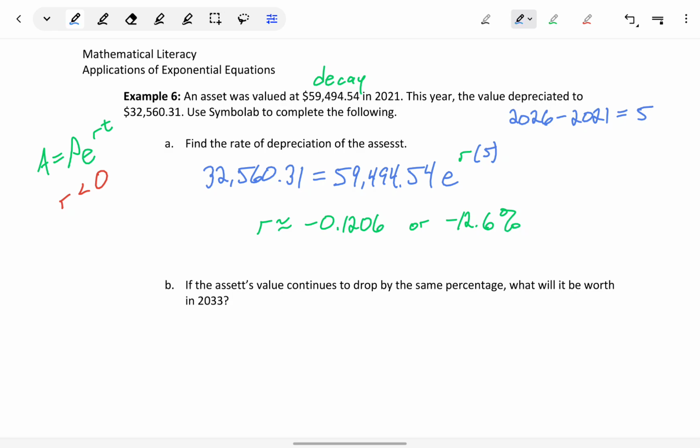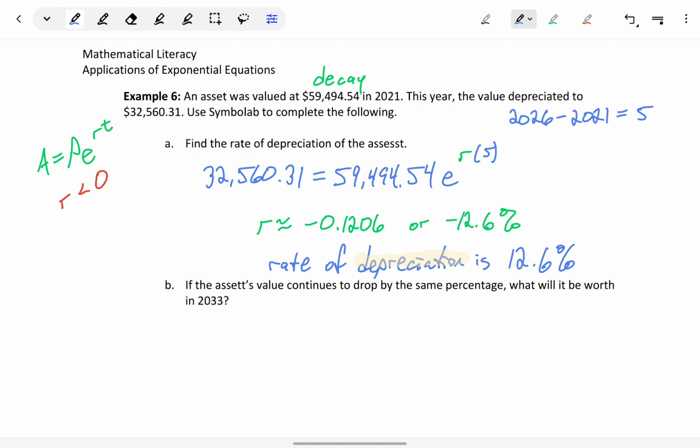But when we report the rate of depreciation, we would report that rate of depreciation as 12.06%, because the word depreciation already implies that that rate is negative. So if we were just asked for the value R, that's negative 12.06, but framing that in context, depreciation implies a negative value, so we would just report that as 12.06%.